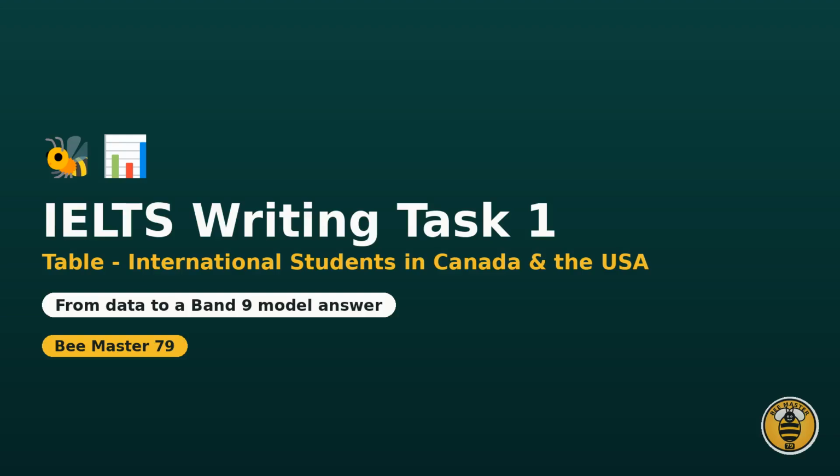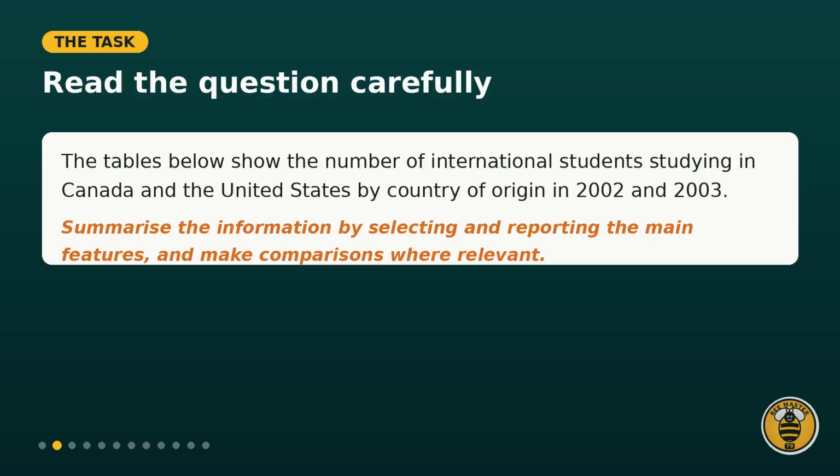Welcome to Master 79. In this lesson we tackle an IELTS Writing Task 1 table question, all the way from the data to a full Band 9 model answer. Here is the task. The two tables show the number of international students studying in Canada and the United States by country of origin in 2002 and 2003. We must summarize the main features and make comparisons where relevant.